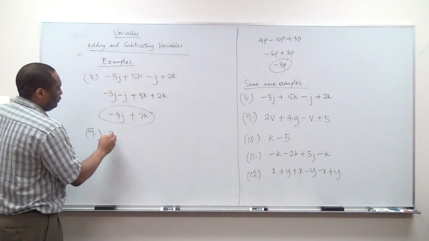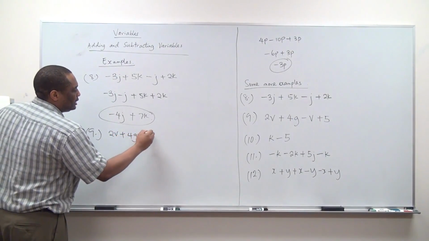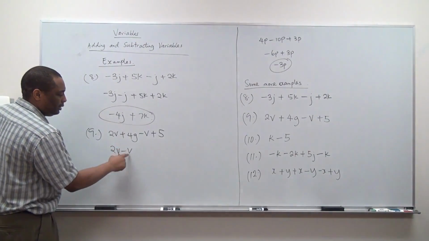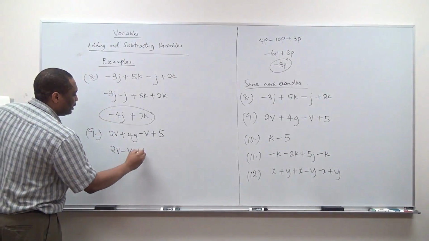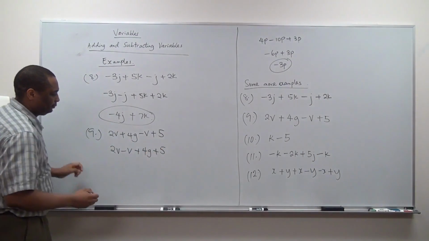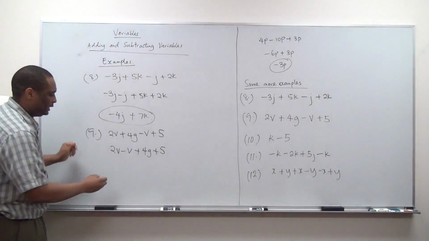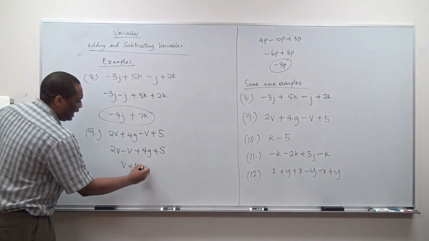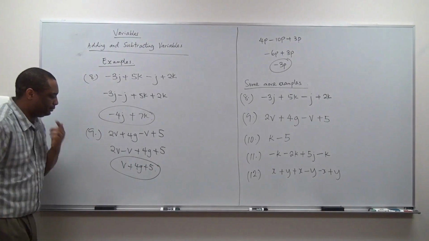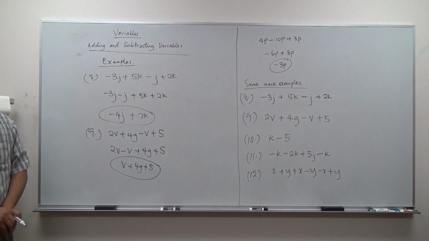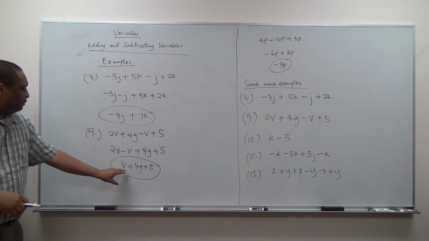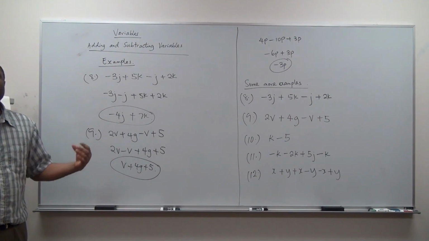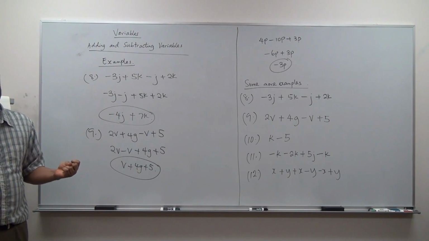Number 9, 2v plus 4g minus v plus 5. We get the like terms, 2v minus v. Of course, this means 1v plus 4g plus 5. Okay, 2v minus v is v. But 4g and 5, they are just unlike terms. We can't do anything with them. We leave it that way, because just like you have unlike variables, when you have a variable and a constant, you cannot add them. You just leave it that way.